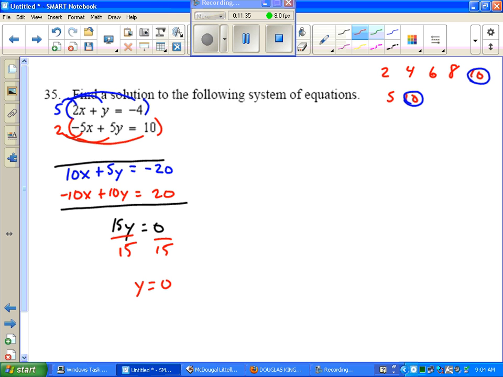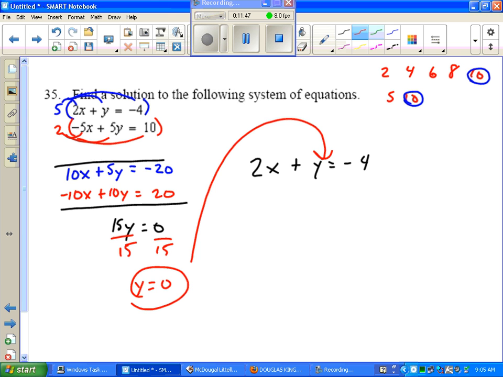Take one of the equations, go with the first one more often than not, and plug in the value. So 2x plus y equals negative 4. In place of y, since our number is 0, we want to plug in 0. 2x plus 0 equals negative 4. So 2x plus nothing is negative 4, which is the same thing as 2x equals negative 4. Get rid of 2 times something by dividing by 2. Do the same on the other side. X's value is negative 2.